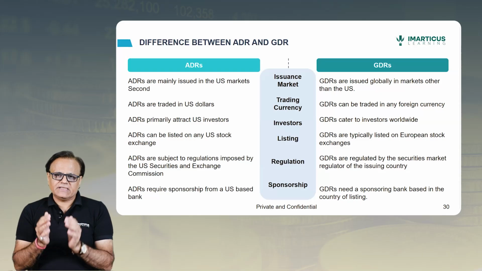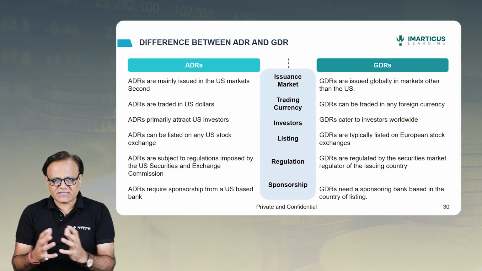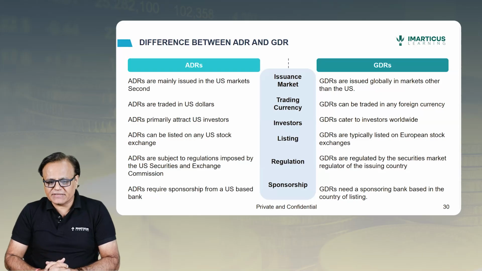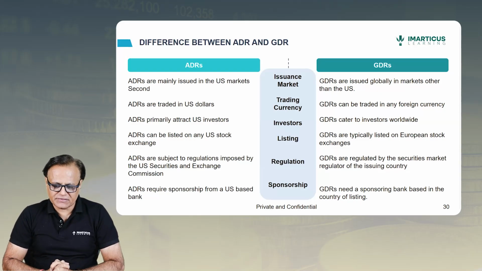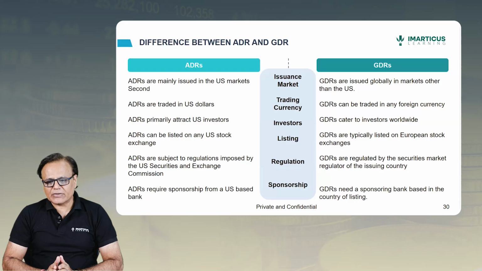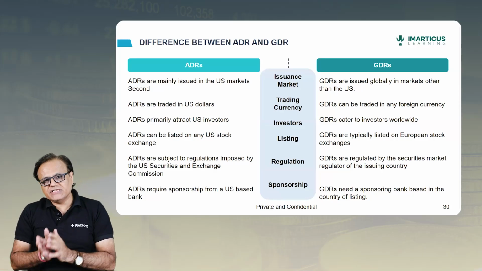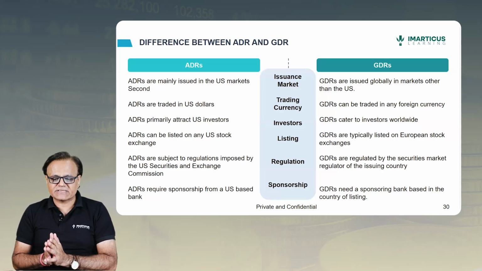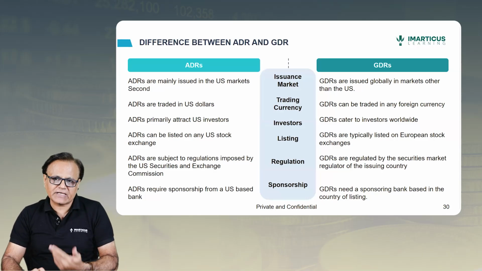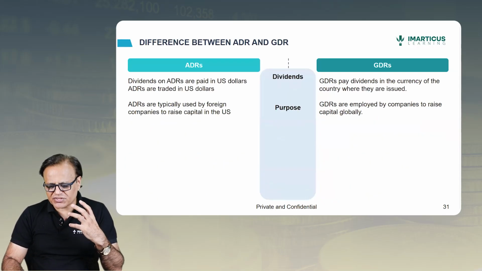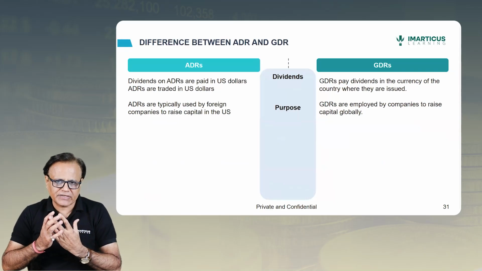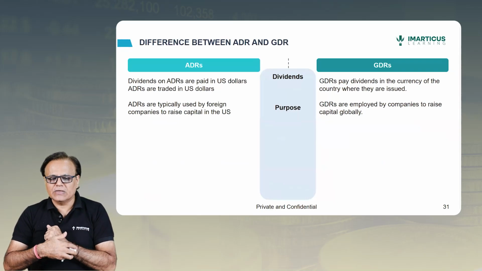Given the fact that ADRs are in the US, they are regulated by the US Securities and Exchange Commission, whereas GDRs are regulated by the securities market regulator of that particular issuing country. ADRs require sponsorship from a US based bank, and GDRs need a sponsoring bank based in the country where it's listed. Now what is sponsorship or sponsored GDRs or ADRs? We'll talk about it as we go along.